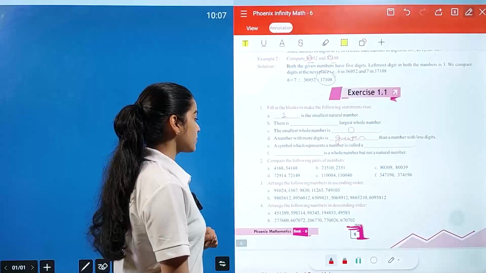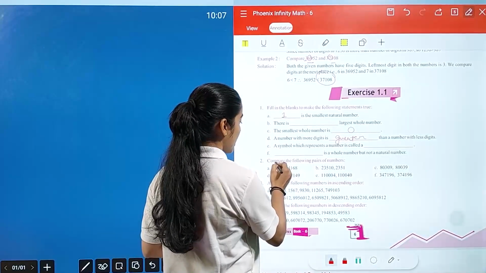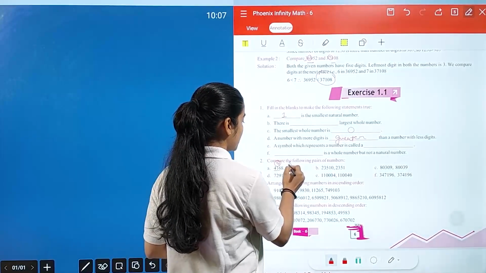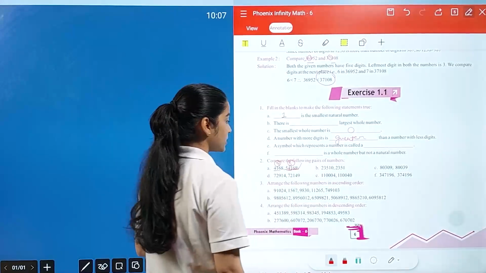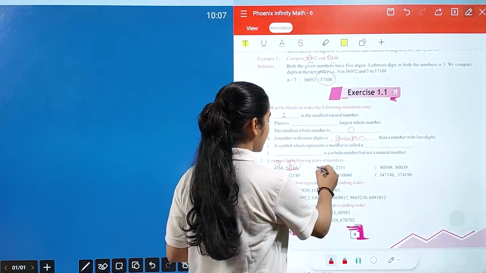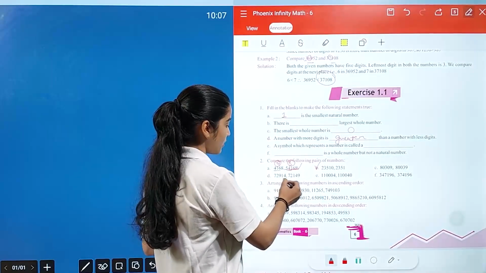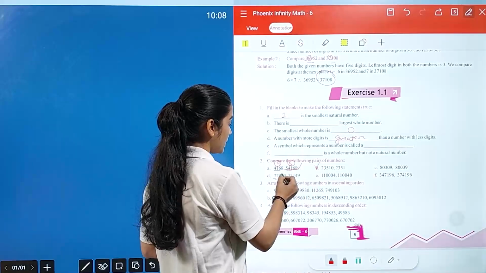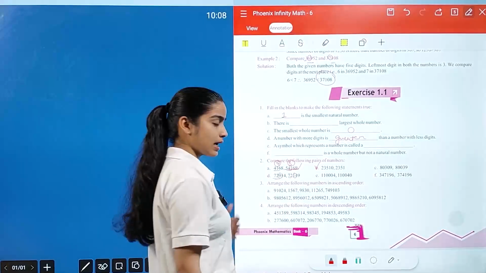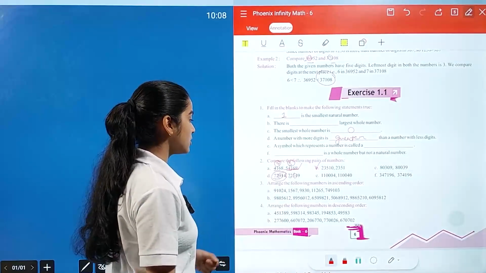Compare the following pairs of numbers. First we have to see how many digits we have. In this we have 4 and in this we have 5, so this one is greater. Now 23,510: again in this we have more digits, so this one is greater. In this we have an equal number of digits. 720 is common. 9 and 1, which one is greater? 9 is greater, so this number is greater as compared to 149.